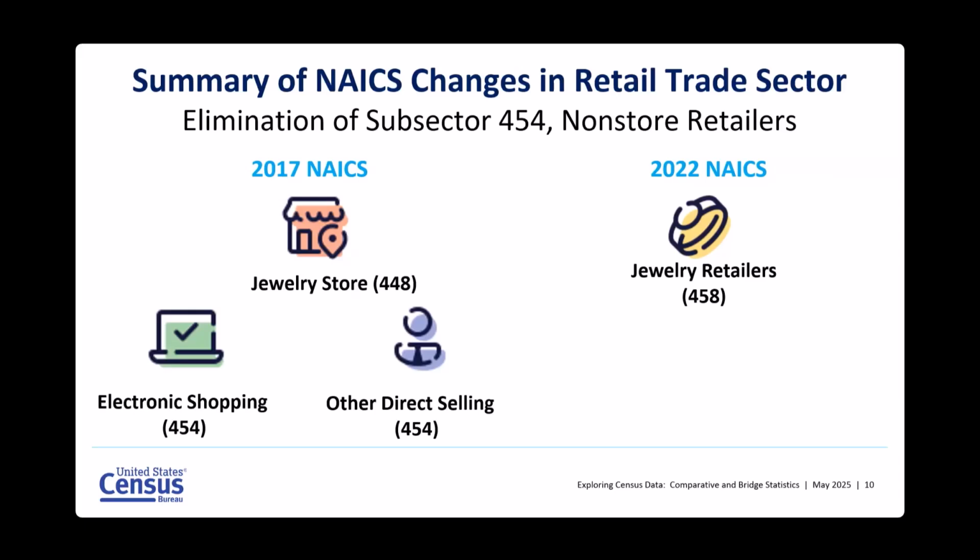This slide shows a simple example for jewelry retailers. Previously, retailers selling jewelry could have been classified to 3 different NAICS codes depending on the method of selling. They could have gone either to the store code, the electronic shopping code, or other direct selling. In 2022, the method of selling distinction has been removed, and jewelry retailers are now all classified to the same 6-digit code.